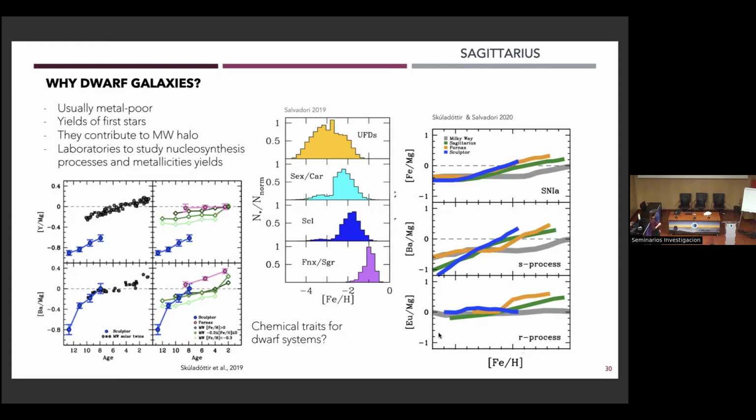This is the same plot that was in one of the initial slides. They behave differently from the Milky Way. They have different star formation histories. And here it's very clear, where basically there's a schematic view of different star formation histories for the Milky Way and three classical dwarf systems, Carina, Fornax, and Sagittarius. So basically, chemistry also traces different enrichment in this type of galaxy.